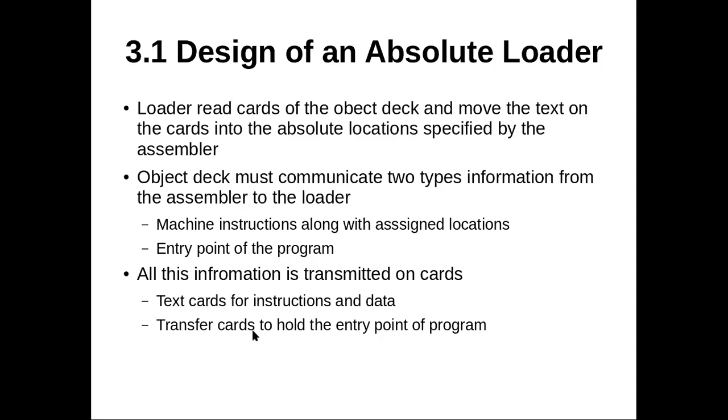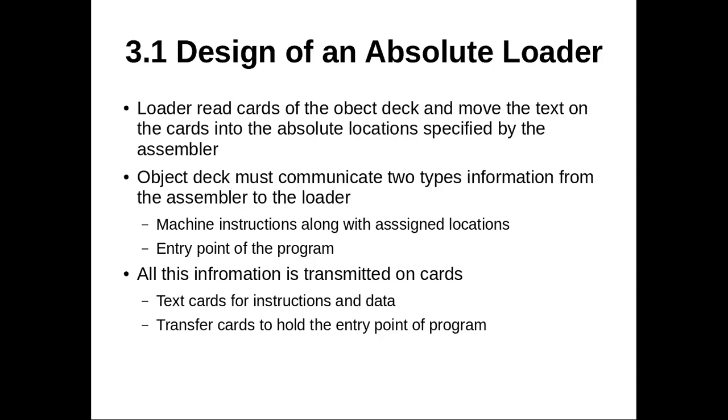Okay, so whenever we are talking about the object program or object deck, basically it contains three types of cards: header records or header card, then text cards or text records, and transfer cards or end record. So each object program will contain three records, or basically three types of cards. One is the header card or header record, the second one is the text card or text record, and the third one is the transfer card or end record.